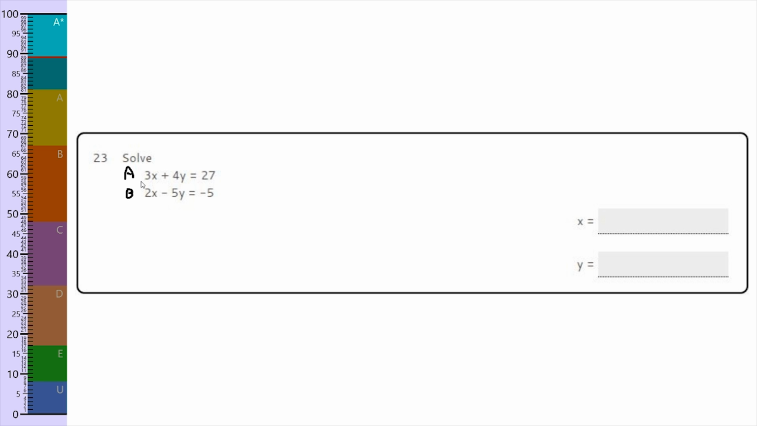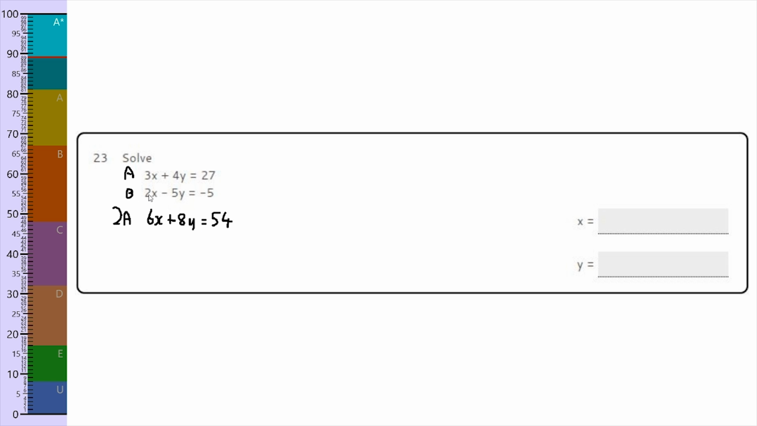So to get 3 to 6, I need to times by 2. So some people write 2a there, which I'm going to do. And I'm going to times all of this by 2. So it's going to be 6x plus 8y. And then 27 times 2, well 25 times 2 is 50. 2 times 2 is 4, so it's going to be 54.